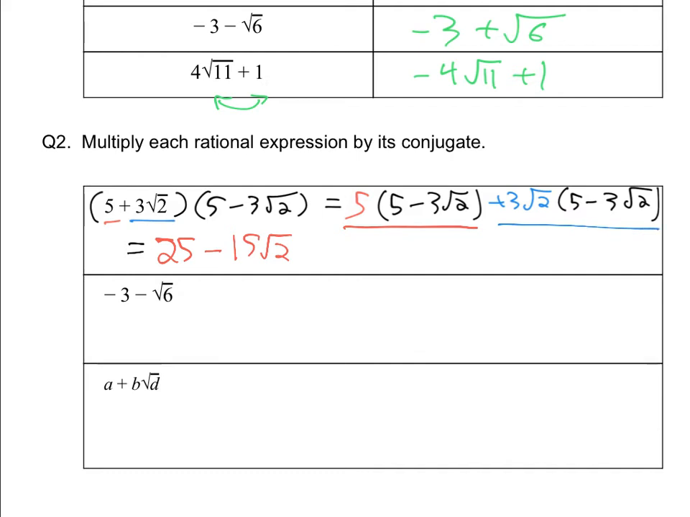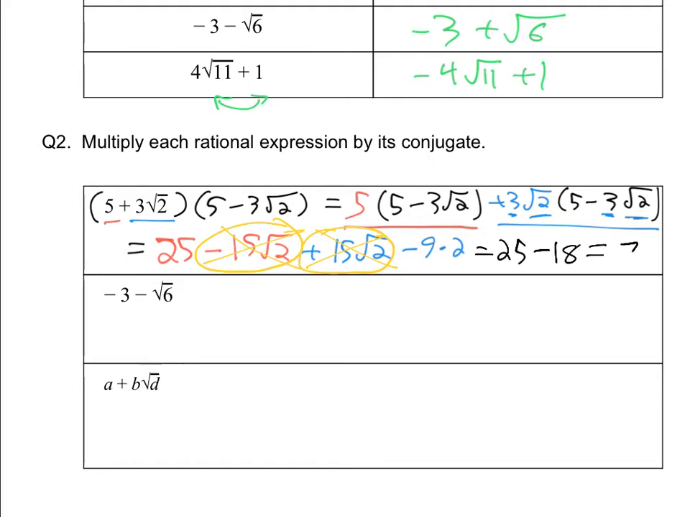And now we'll take a look at the second product. So we have 3 root 2 times 5, that's plus 15 root 2. And 3 root 2 times a negative 3 root 2. So that gives us a minus 3 times 3 gives us 9. Root 2 times root 2 gives us 2. Note that we have the exact same terms with opposite signs. So those two are going to add to 0. So what we're going to end up with is 25 minus 18. So our final answer is 7.